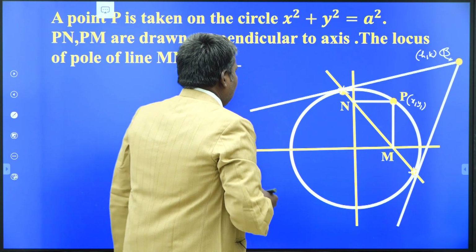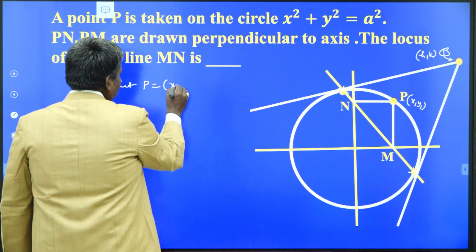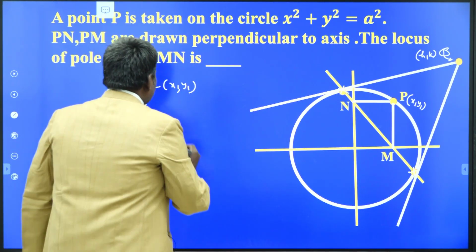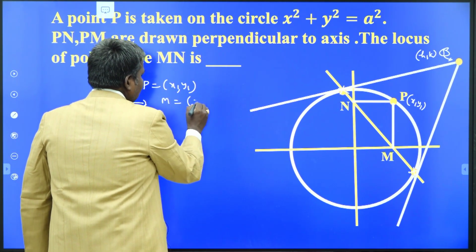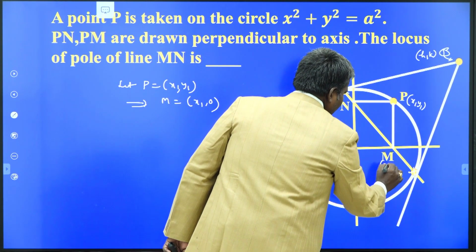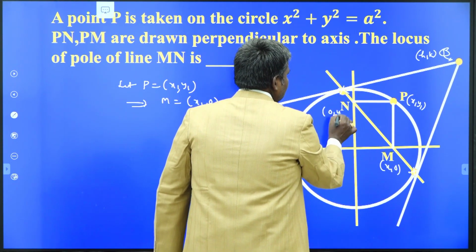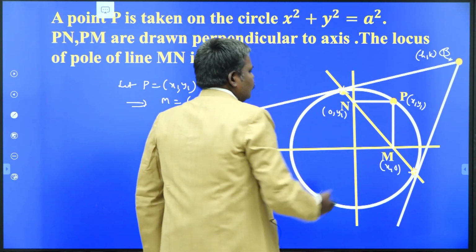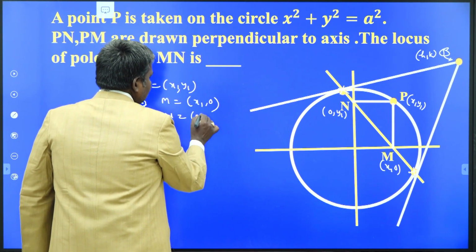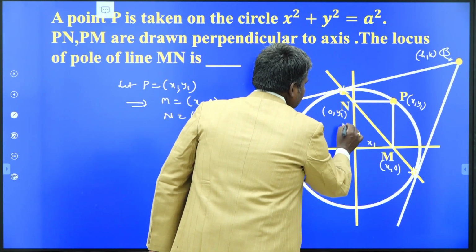Let P equal x1 comma y1. Tell me, what are the coordinates of M? The coordinates of M are x1 comma 0, because this is on the x-axis. What are the coordinates of N? 0 comma y1. By clubbing these two, we get x1 comma y1. So N is equal to 0 comma y1. So the x-intercept is x1, the y-intercept is y1.